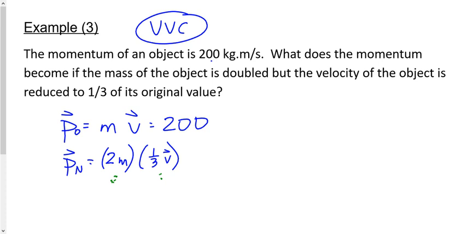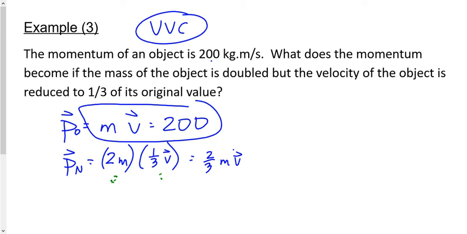So now what I want to do is pull the 2 and the 1/3 out front. I'm going to make it 2/3 m times v. Now look at this. It's 2/3 m times v. But what's m times v? Who's got this? What's m times v equal to? 200. Look, m times v is 200. So let's just say it's 2/3 of 200. Does that make sense? Sorry? What's the number there? 2/3 of 200? 133?